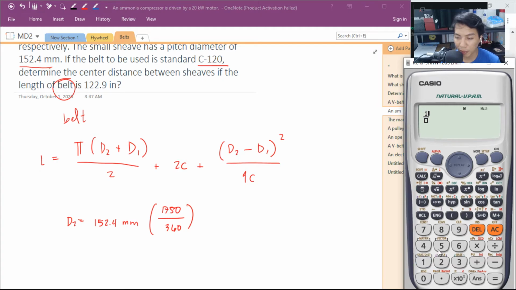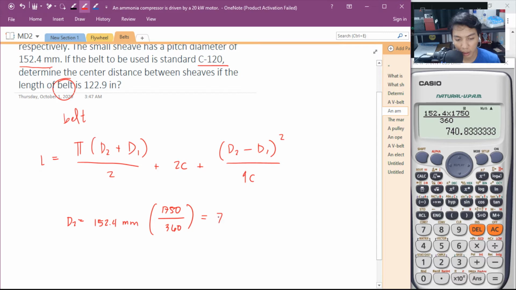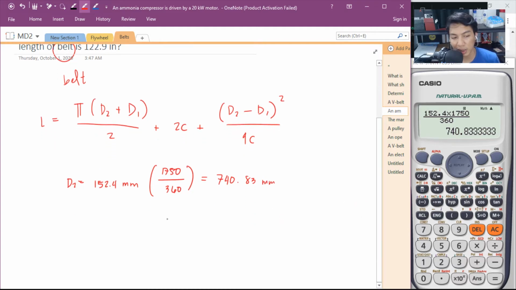So, 152.4 multiplied to 1750 divided by 360. The answer is 740.83. Ganyan na lang yan. Ngayon, masosolve na natin si C. Kaya lang, gagamitan natin ng shortcut.